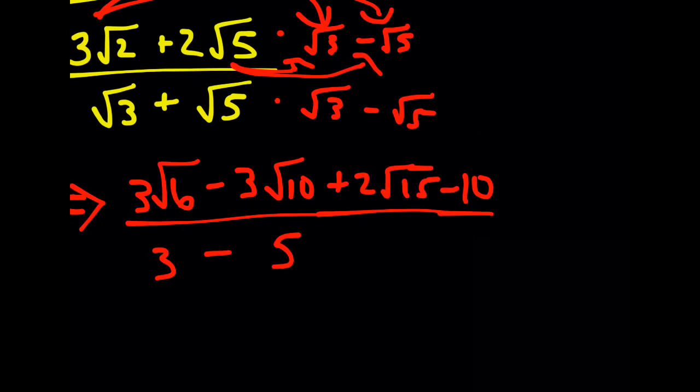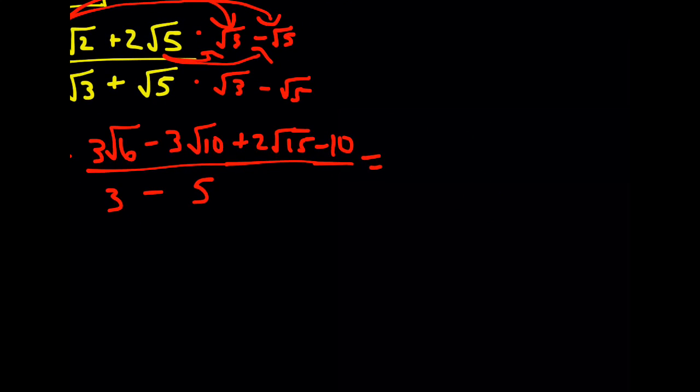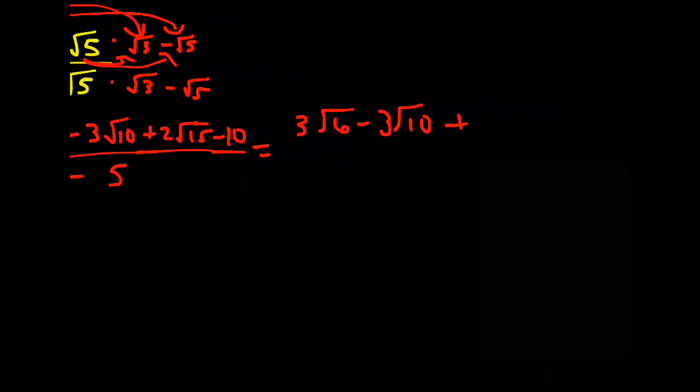So I can't simplify the top at all because there are no like terms. But I can do something on the bottom because I can do 3 minus 5. And 3 minus 5 is what? Negative 2. Yes, negative 2. So after I write down the really long numerator again, all over negative 2. So you can leave it like that.